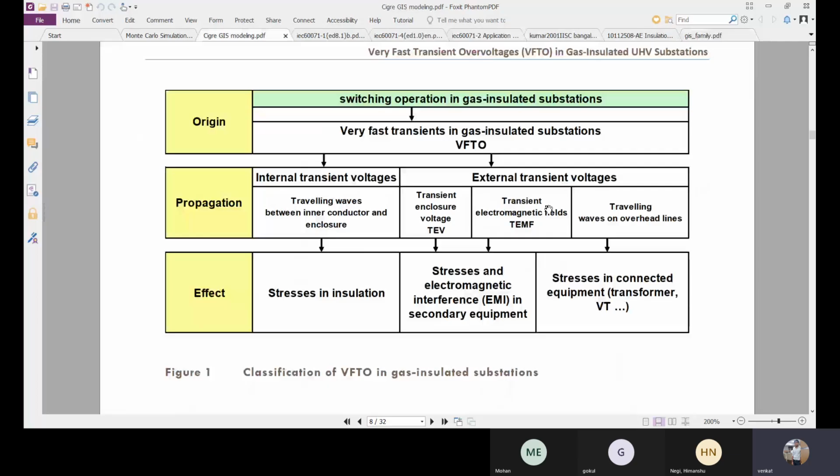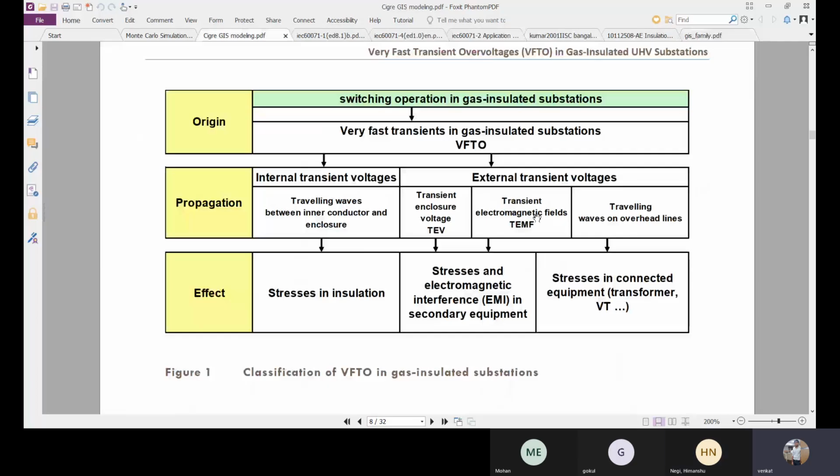Other phenomena are transient electromagnetic fields and traveling transient electromagnetic fields. What this means is, in stations we might have some current transformers, right? We might have current transformers. Due to the impact of this overvoltage, there will be interference.